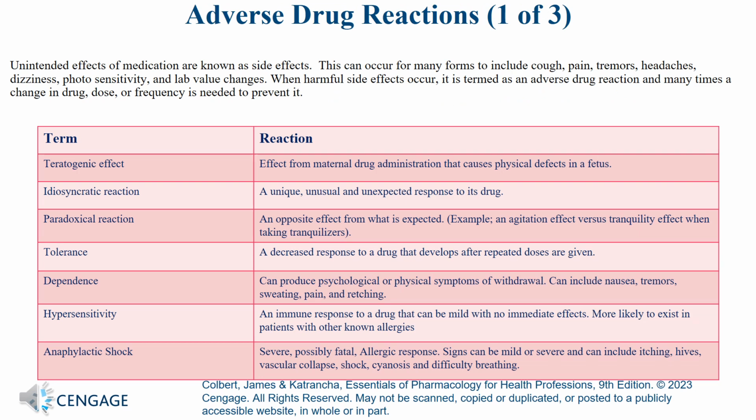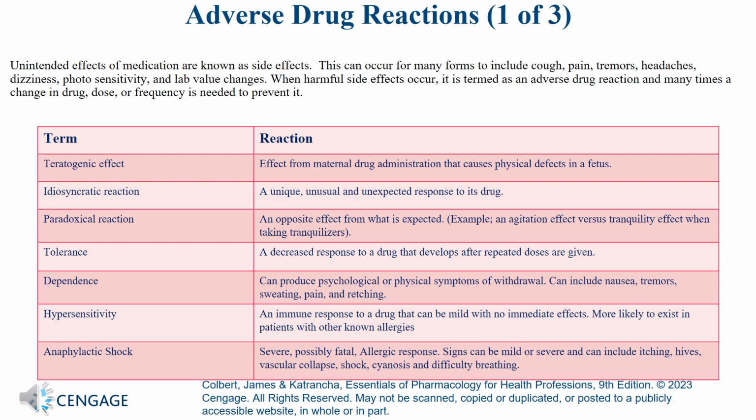We're going to take a look at the adverse drug reactions. Unintended effects of medication are known as side effects. This can occur in many forms, to include cough, pain, tremors, headaches, dizziness, photosensitivity, and lab value changes. When harmful side effects occur, it is termed an adverse drug reaction, and many times a change in drug dose and frequency is needed to prevent it.